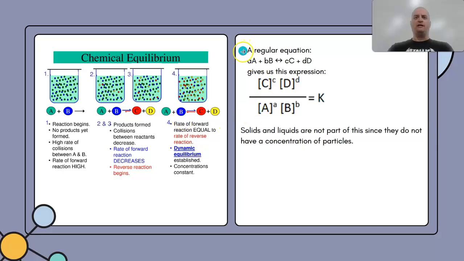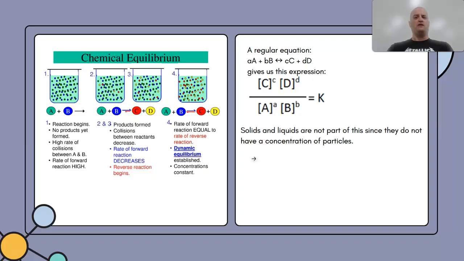Now, a regular chemical equation with coefficients, with the lowercase letters as coefficients and the capital letters indicating elements or compounds, would create this expression here where we would calculate some value for what's called K. We're not going to be going into that, but I just wanted to show you where this goes in case you end up going further in chemistry. Now, in this expression, we don't include solids and liquids, the states of matter. We include aqueous and gases because those do have concentrations. But solids and liquids do not have concentrations, which is a ratio between amount and volume.